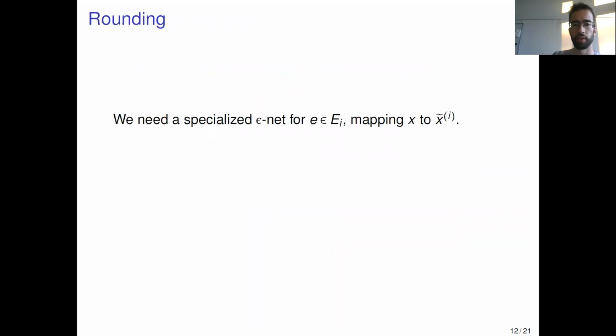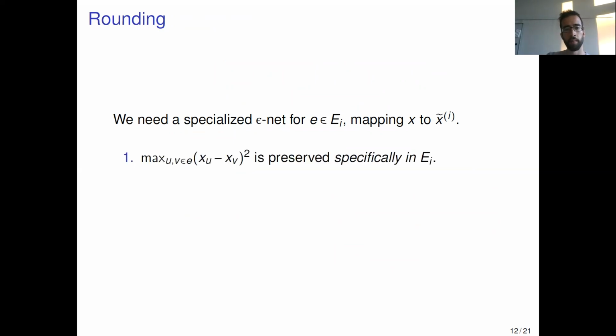So, okay, what should this rounding, this epsilon net look like? So you want to round x to some x tilde of i, right? This is now a specific rounding scheme for the ith category. We have a different rounding scheme for each category. And so this gives us the advantage that the rounding scheme should only respect the energy of a hyperedge if that hyperedge is in the ith category. We don't need to worry about any of the other hyperedges, which is very nice.